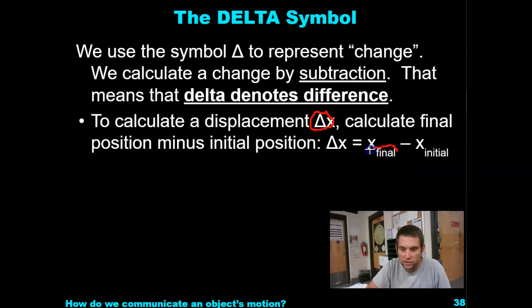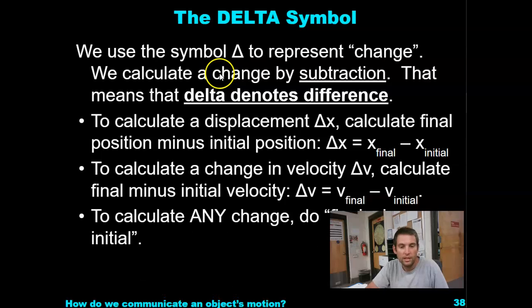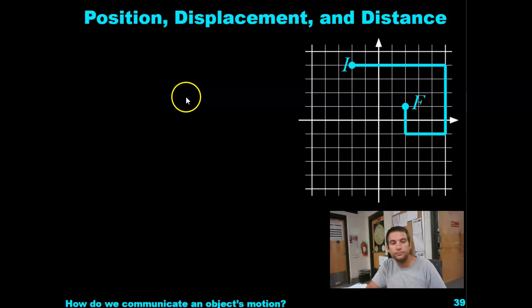And change is your final minus your initial. So delta equals final minus the initial. Commit that to memory. Calculate a change in velocity. It's the same thing. That delta symbol just tells us we're going to be doing final minus initial. So it could be a delta temperature, delta T for temperature. So we're going to do the same thing, final minus initial.